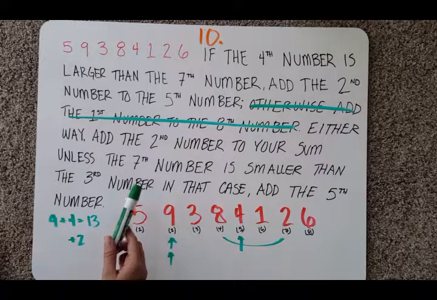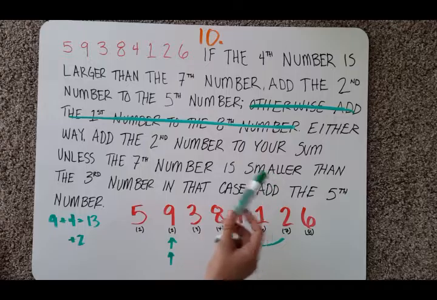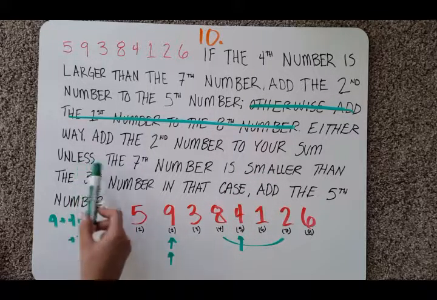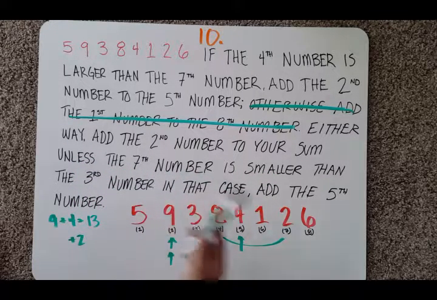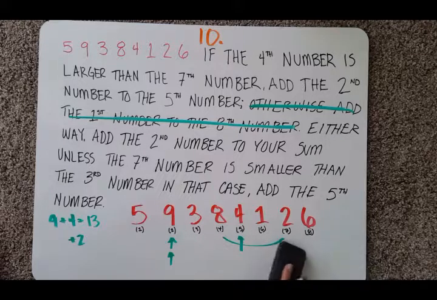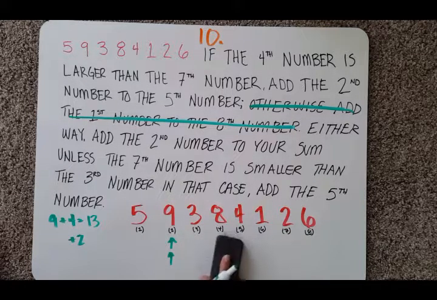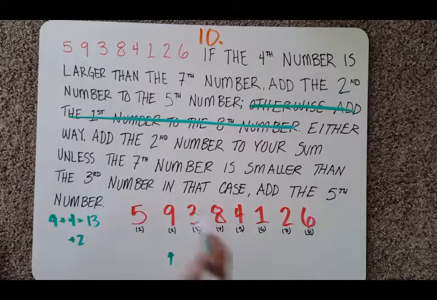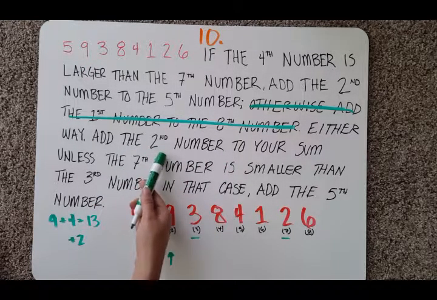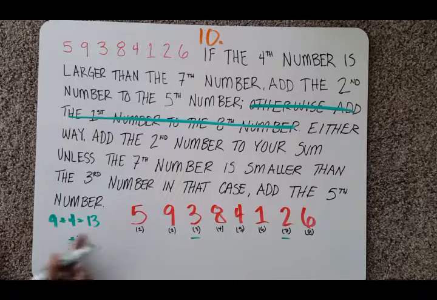However, when we keep reading, we see unless the seventh number, so let's erase this part we did right here, because we already know that one's right. Unless the seventh number, so this one, is smaller than the third number. So in this case, the seventh is smaller than this one, which means we don't add the second sum. So we'll take this away.